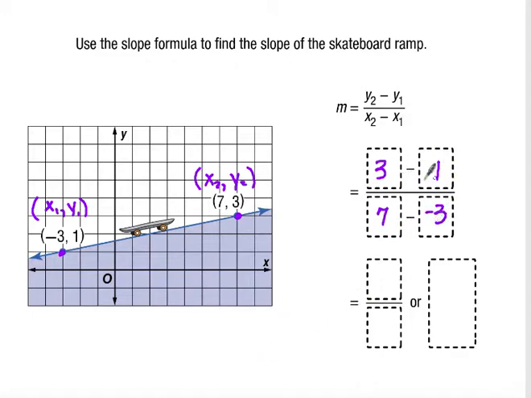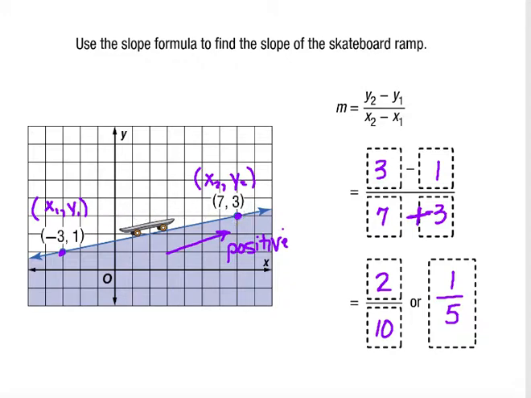Now when I calculate this math, I get 3 minus 1 is 2. I get 7 minus a negative 3, which we know really means plus, and that gives me 10. So the slope of the skateboard would be reduced to 1/5. Notice that it's positive because it's going up the hill. So it has a positive slope. So it's a positive change on the rise and a positive change on the run.